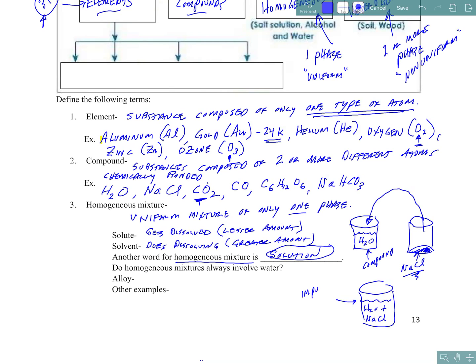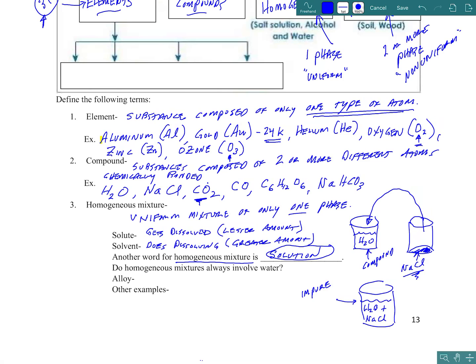And you'll say to yourself, Mr. Hummer, that is now impure. Well, why is it impure? Well, because it's two or more different things mixed together. It's no longer just water. It's no longer just sodium chloride. I now have a mixture.